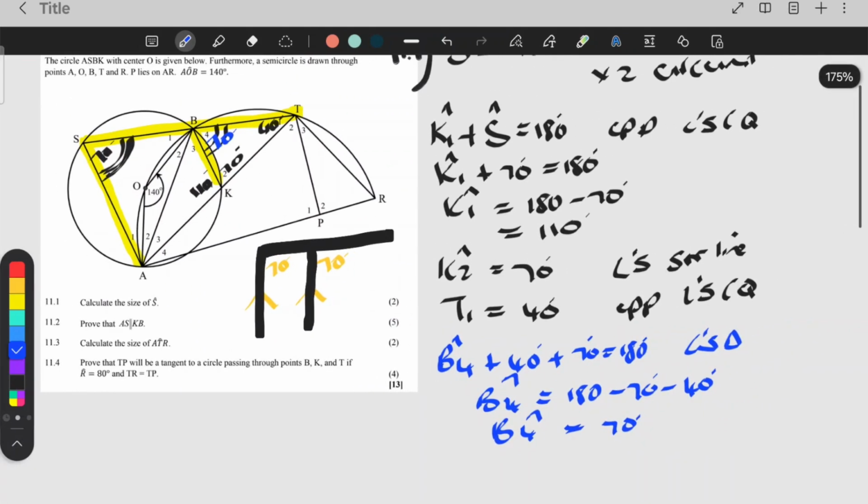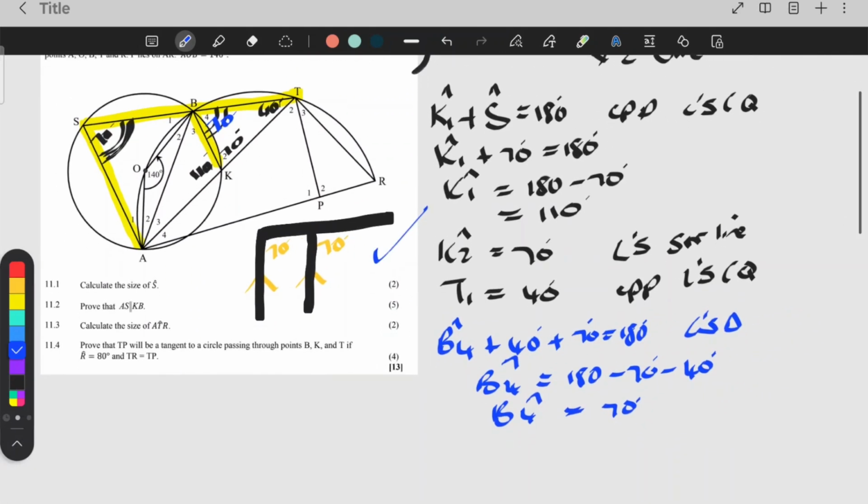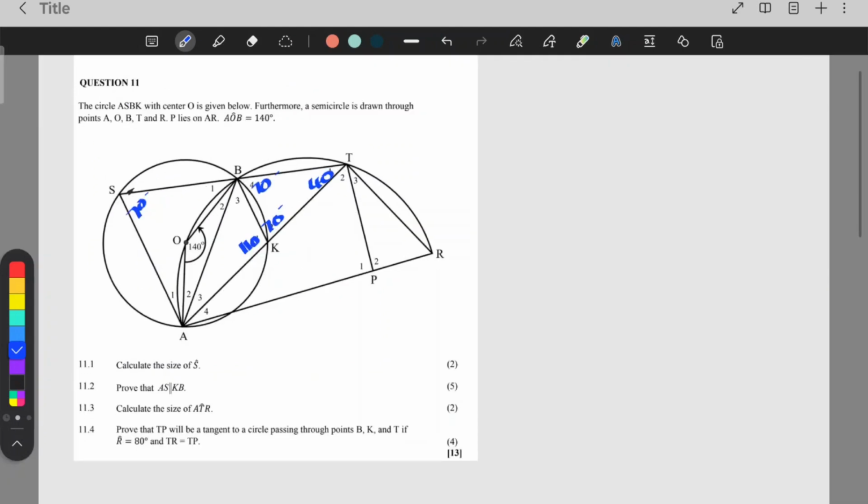So now that angle B4 is 70, I've proved this. Therefore, this line is parallel to that line. So therefore, AS is parallel to KB. And you have to have your reason. We used corresponding angles are equal. Okay, so let's continue to the next question. But before we do that, remember we proved that AS is parallel to KB. So let's make those lines parallel now.